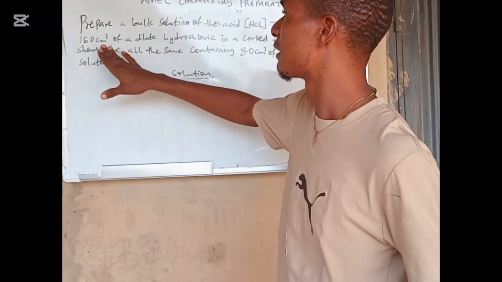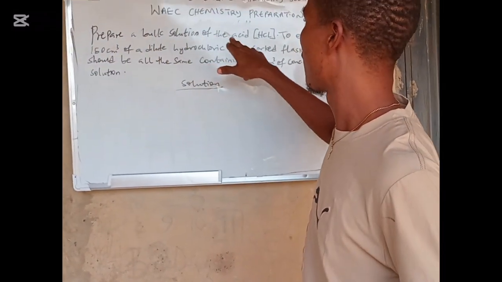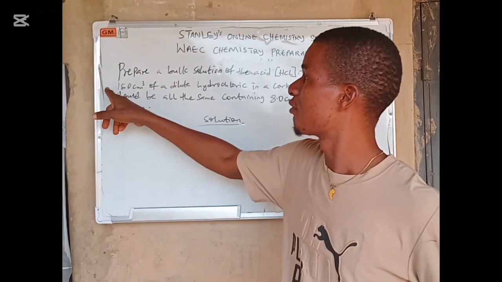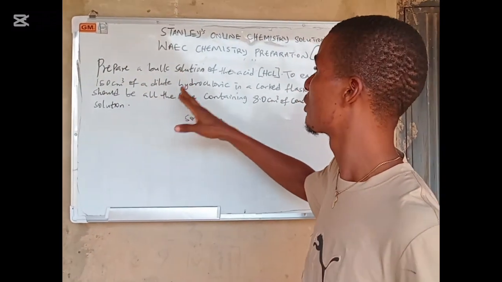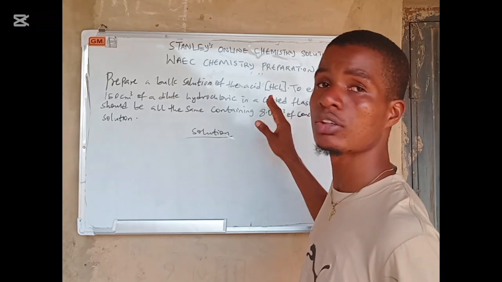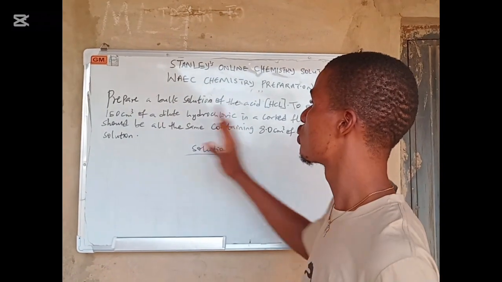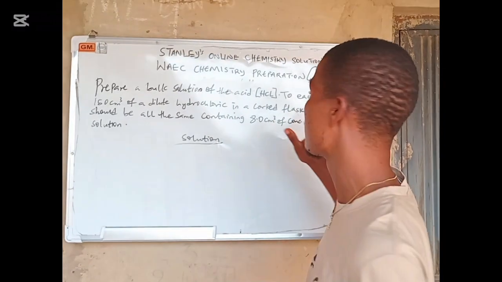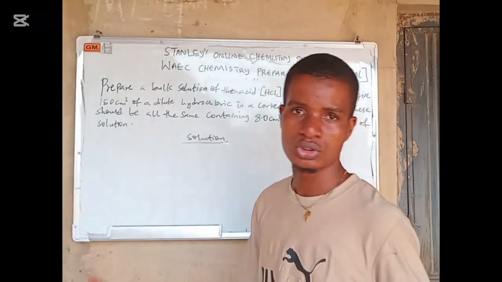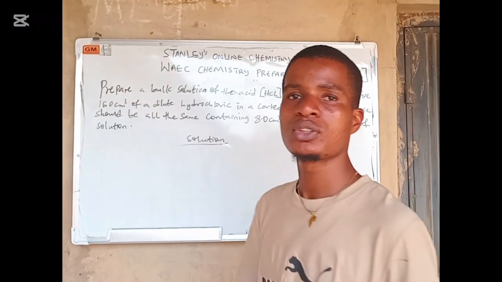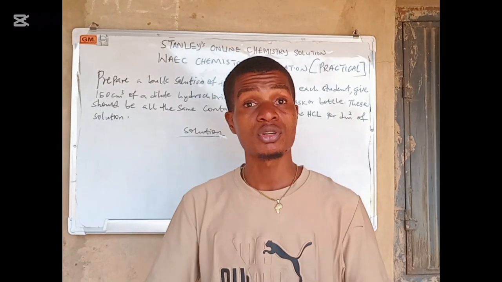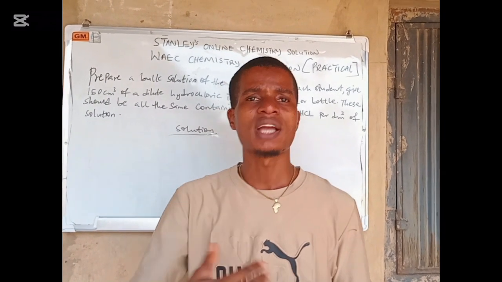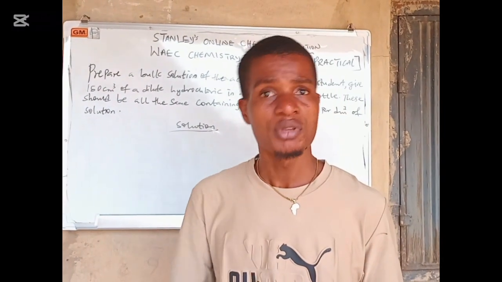Now the question here said that prepare a bulk solution of the acid HCl. To each student, give 150 cl cube of a dilute hydrochloric acid in a cup, flask or bottle. This should be all the same, containing 8.0 cl cube of concentrated HCl per dm cube of solution, right? Now they want you to prepare a bulk solution of dilute hydrochloric acid, right? Where you can share to all the students sitting for the exam in your school.